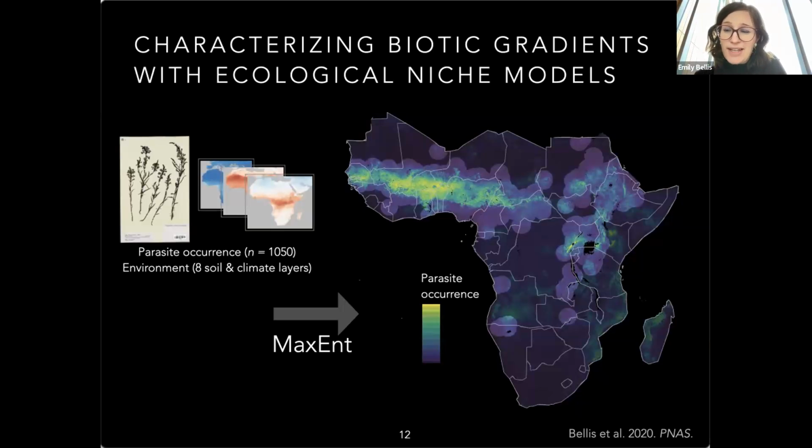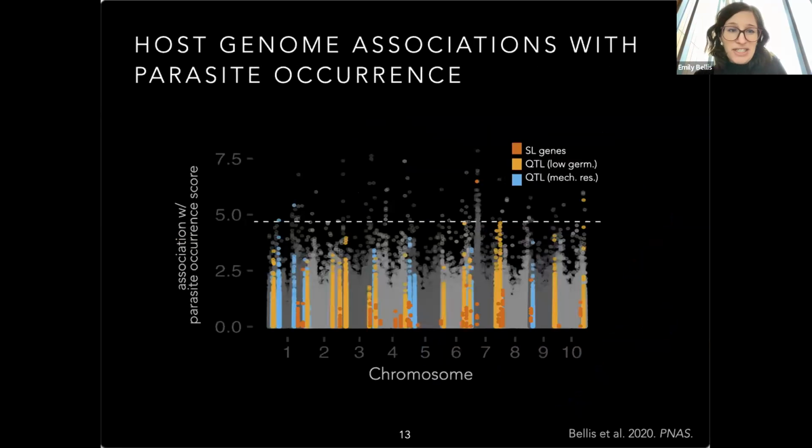All right, and that's what we can use as our dependent variable now in a GEA, and that's what this GWAS is showing you: across the genome, associations with modeled parasite occurrence score. And what we can see is that we have a few locations that co-localize with known QTL for different Striga resistance mechanisms, as well as known genes involved in the strigolactone biosynthesis pathway. Conspicuously absent from this plot is that locus I mentioned before, LGS1.